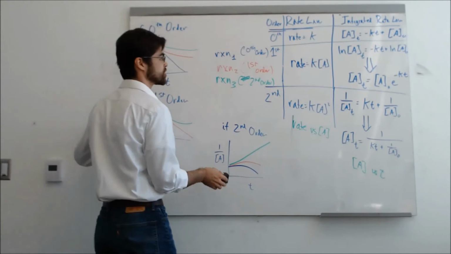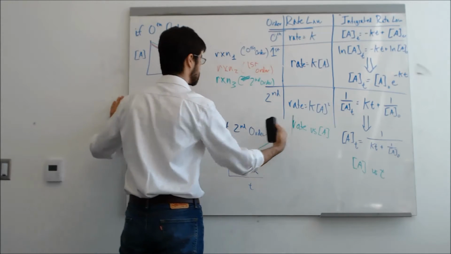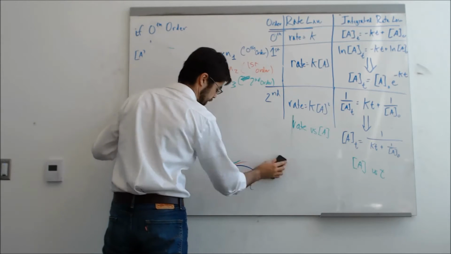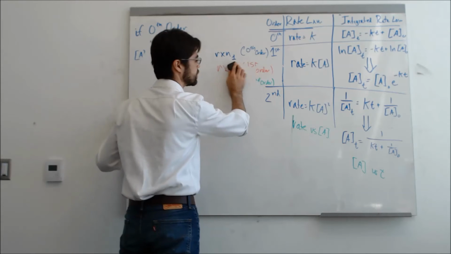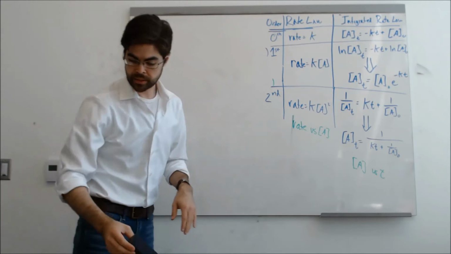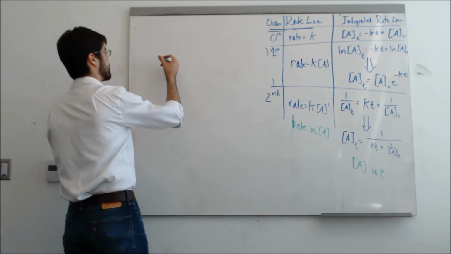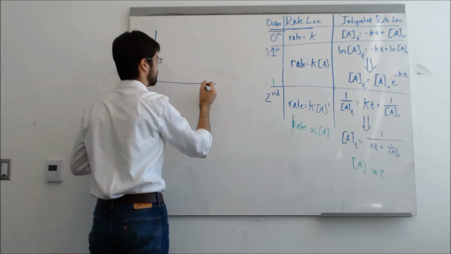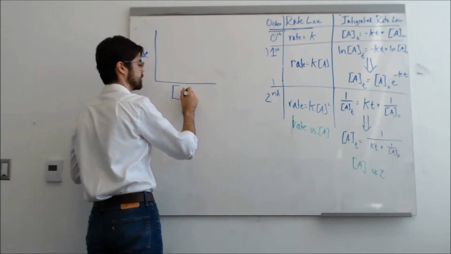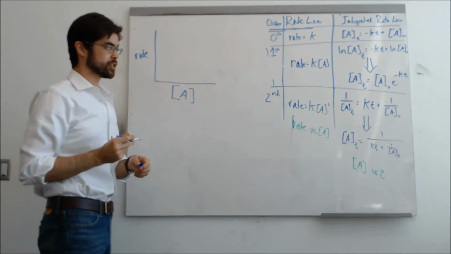So other questions here are, what are these plots going to look like if I plot rates versus concentrations? So those are going to look like this. So I'm going to be plotting up here again, rate versus concentration.